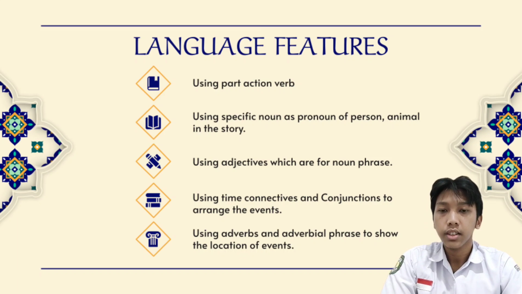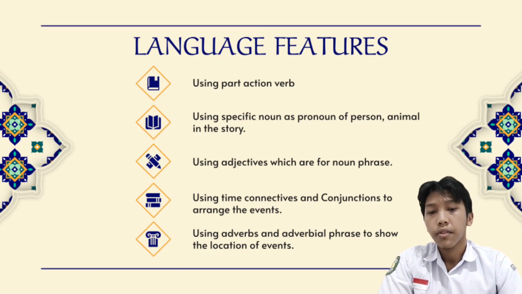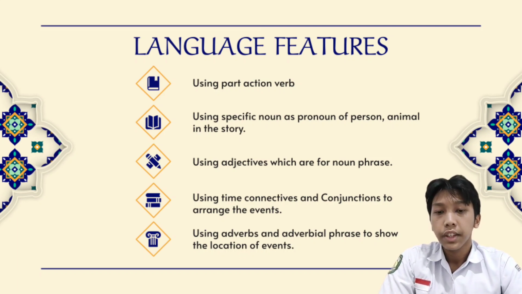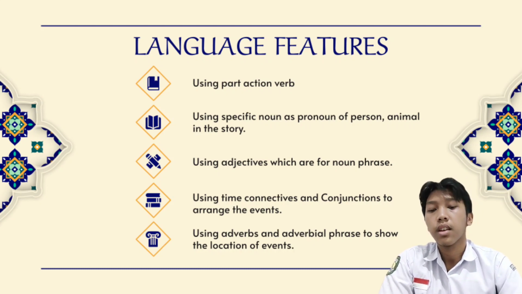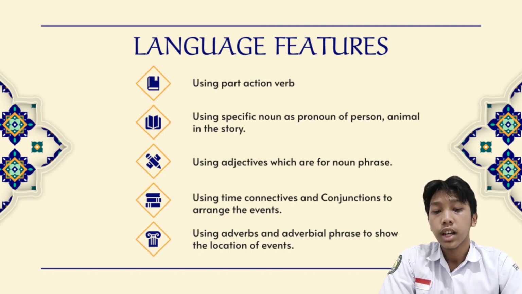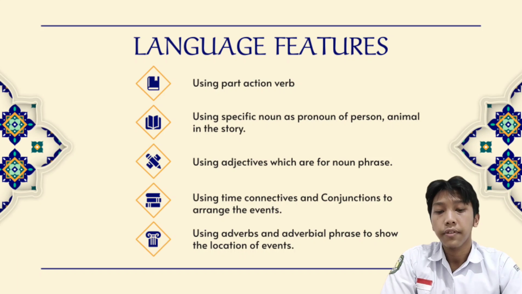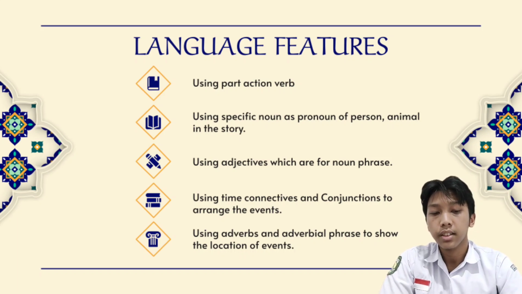Okay, so the next part is the language features. First, narrative text uses action verbs. Second, narrative text uses specific nouns as pronouns of person or animal in the story. Third, using adjectives for noun phrases. Fourth, using time connectives and conjunctions to arrange the events. 5. Using adverbs and adverbial phrases to show the location of events.